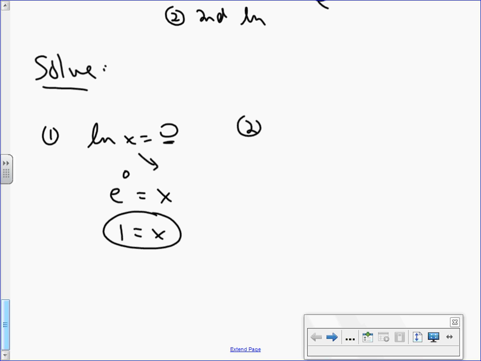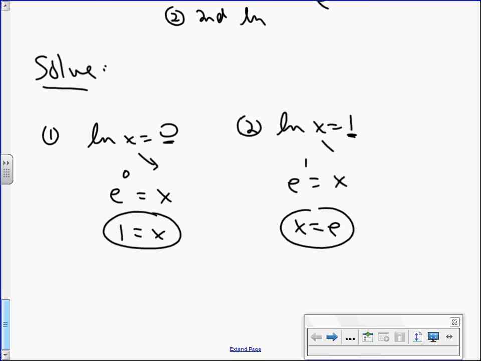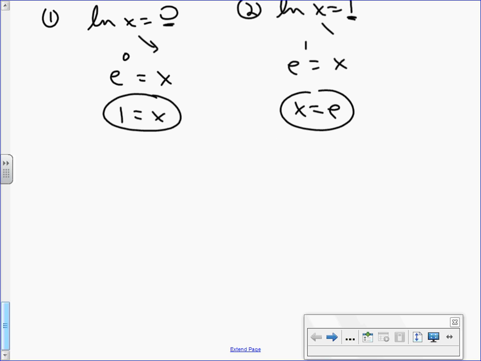Okay? There's a second one that you probably should memorize. But if you don't memorize it and you remember the process, write down the base, e to the power 1 is equal to that argument x. And so x equals e. These two are going to show up a lot. So if you can get those memorized, life will be better.